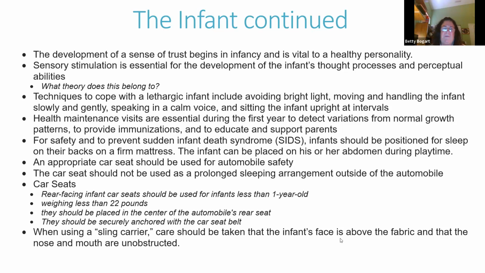Now, sometimes you have a very lethargic infant, and this lethargic infant turns off, shuts down with loud talking, bright lights, quick movements. So how would you take care of a lethargic infant? One that's just not as active as another. Well, number 1, avoid bright lights. Do not move that kid quickly, slow and easy. Speak softly, gently, and have that kid sitting up and just quiet. And that kid tolerates that better, okay? And there are children like that, infants.